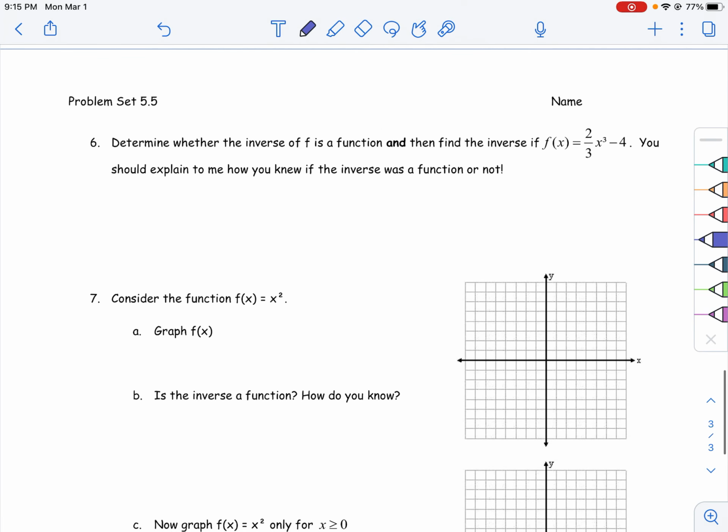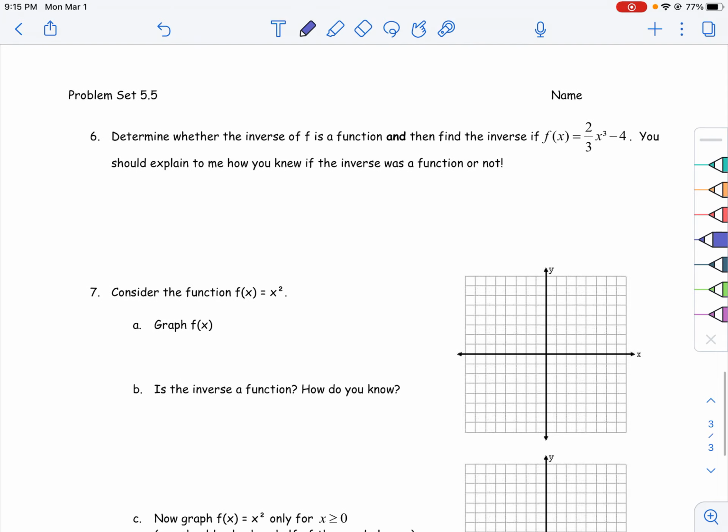All right, number 6. Number 6 says determine whether the inverse of f is a function and then find the inverse of f of x. Find the inverse of that function. You should explain how you knew if the inverse was a function or not. So let's first find the inverse of this function. In order to do that, we're just going to swap the x and the y. So we're going to say x is equal to 2/3 f inverse of x, and then that's getting cubed minus 4. So we would add 4 to start.